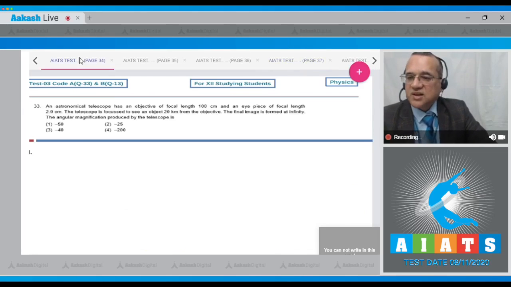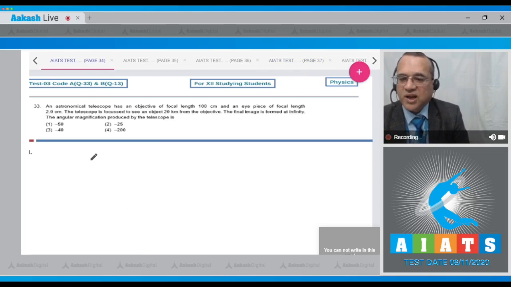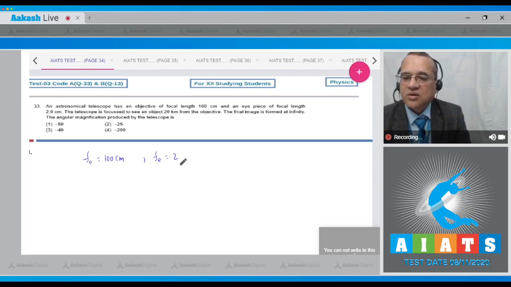Question number 33 says an astronomical telescope has an objective of focal length 100 centimeter and an eyepiece of focal length 2 cm. The telescope is focused to see an object 20 km from the objective. The final image is formed at infinity. Find the angular magnification produced by the telescope.